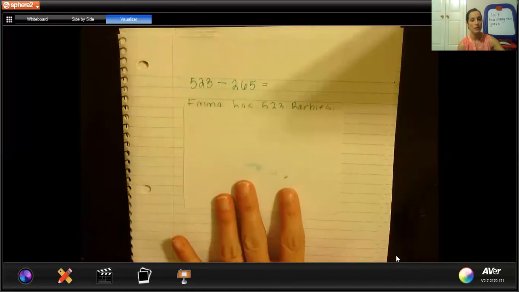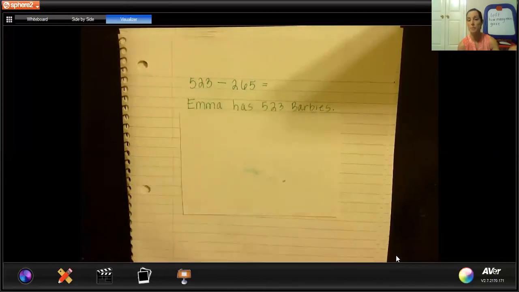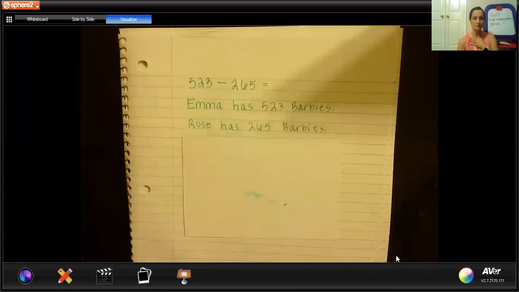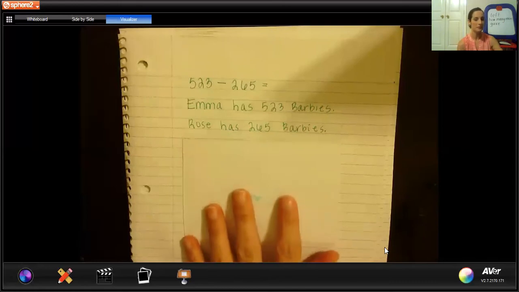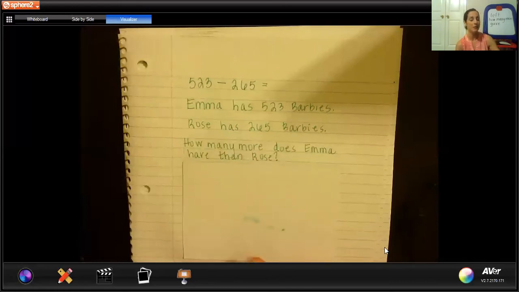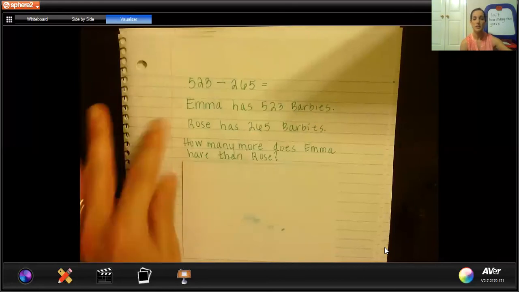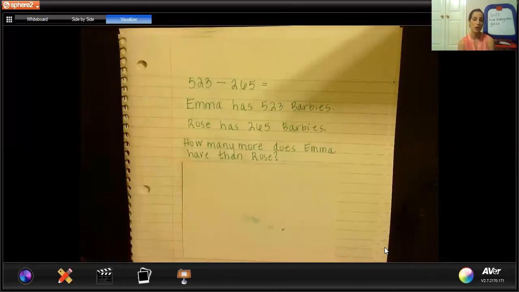So I made a little equation. I said Emma has 523 Barbies. Okay? Rose has 265 Barbies. How many more does Emma have than Rose? Okay, remember we have to use our keywords of left, how many more, or gave. And so I chose to use how many more Emma has than Rose so she can compare those numbers. Okay, so it's very simple, just 3 sentences that you have to use to generate your own problem.